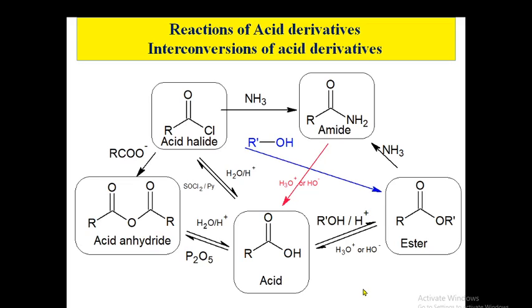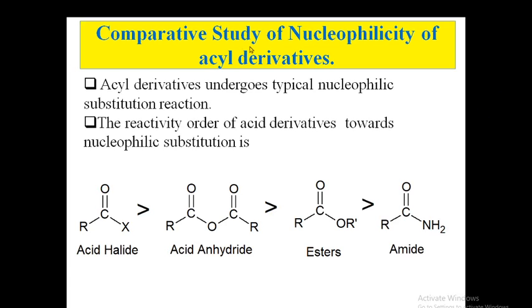Okay, now let's go for the next point. Now let's see the comparative study of nucleophilicity of acyl derivatives. How will acyl derivatives undergo different types of reactions? Usually acyl derivatives undergo typical nucleophilic substitution reactions. So the reactivity order of these acid derivatives is as follows. Acid halides are most reactive among all of these. So acid halides first, then acid anhydrides, which is followed by esters, and then amides. Amides are least reactive among these.